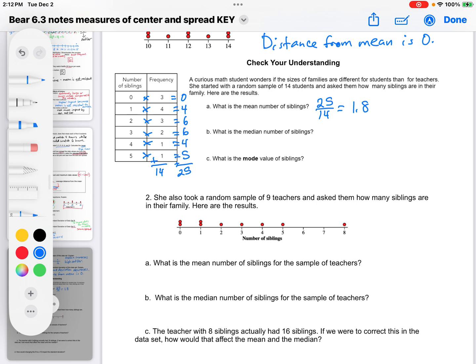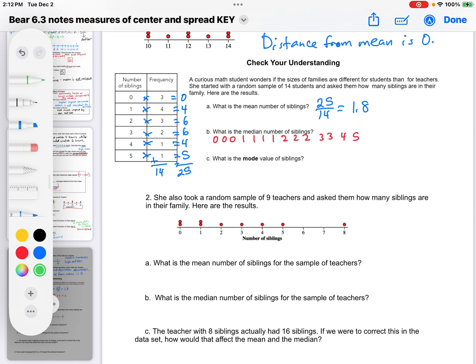All right, for the median, the best way to do this is probably just to list these out. So 3 people said 0 siblings. Let's see, 4 people said 1 sibling. 3 people said 2 siblings. 2 people said 3 siblings. 1 person said 4 siblings. And 1 person said 5 siblings, okay?